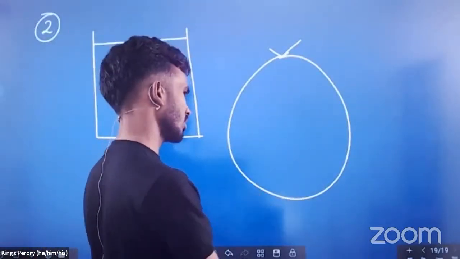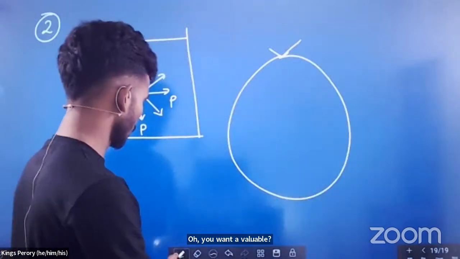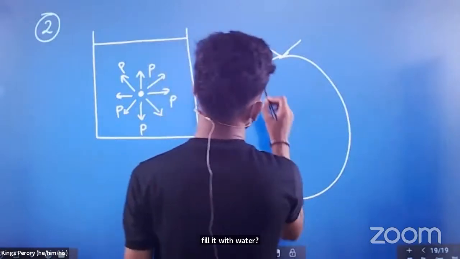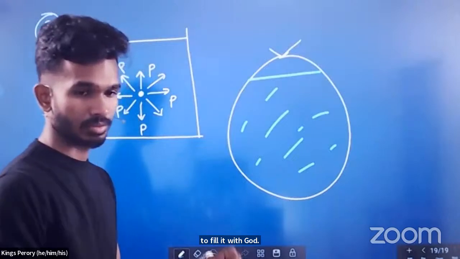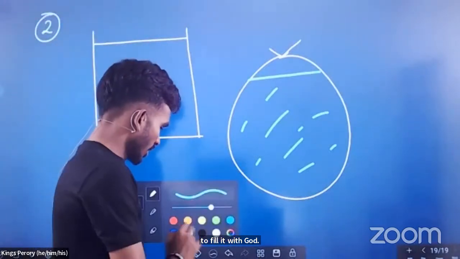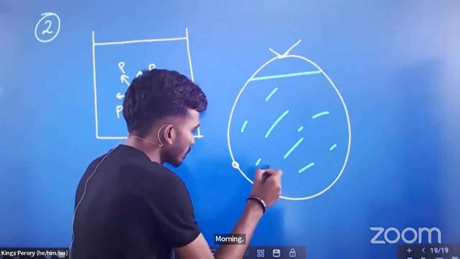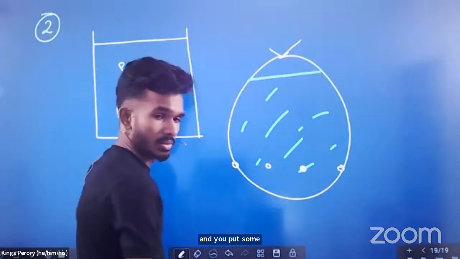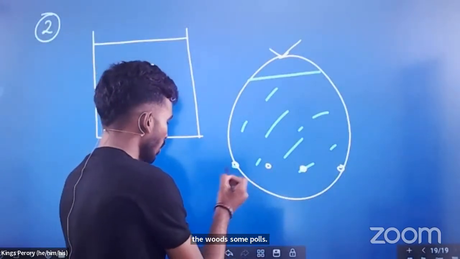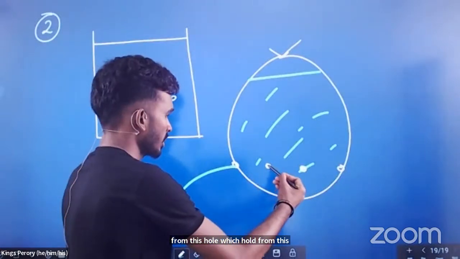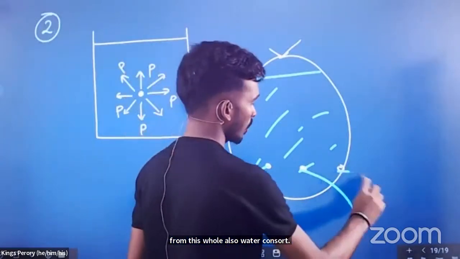Oh, you want a balloon? Very common. Fill it with water. You fill it with what? Water. And you put some holes. From this hole, water will be coming out. From this hole also water comes out. From this hole also water comes out. From this hole also water comes out.